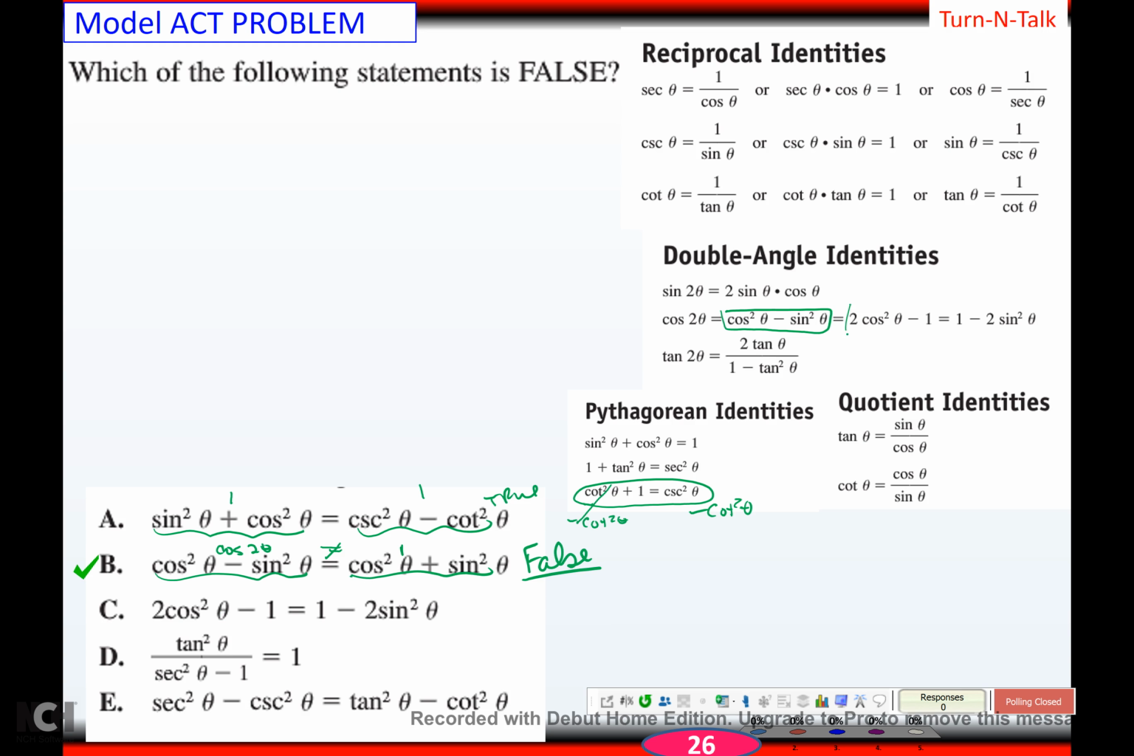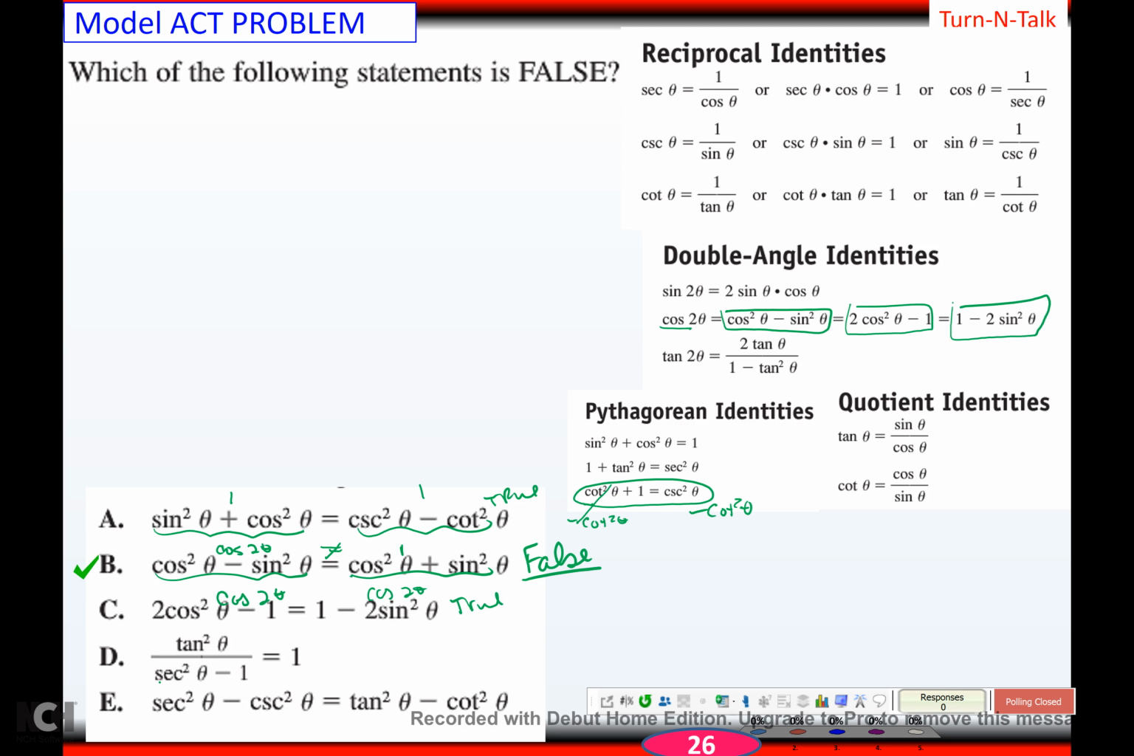Again, if you look at that, 2 cosine squared theta minus 1 is equal to cosine 2 theta. So this is cosine 2 theta, just on that side. And 1 minus 2 sine squared theta is also cosine 2 theta. So that's true. That one was pretty easy to determine.